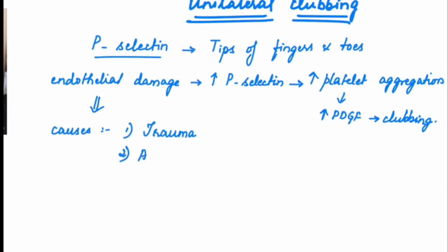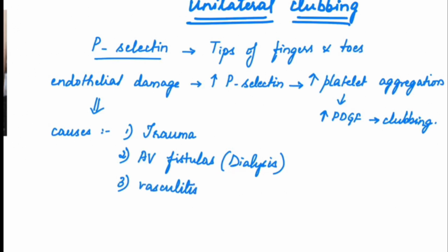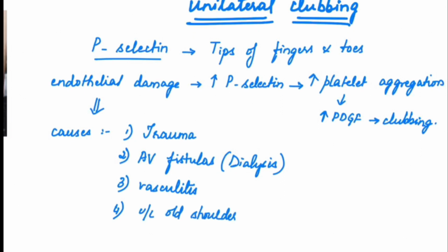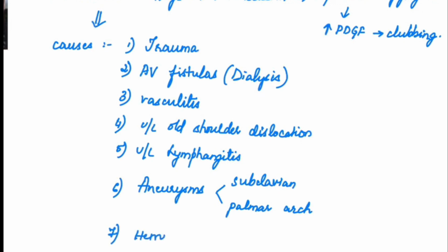Causes include trauma, arteriovenous fistulas. So this is the cause of clubbing seen in dialyzed patients. Next is vasculitis, or the 4th cause include it may be unilateral shoulder dislocations, or presence of unilateral lymphangitis, or aneurysms, especially of the subclavian or the palmar arch aneurysms. Then it is also seen in patients with hemiplegia, but the cause is unknown.